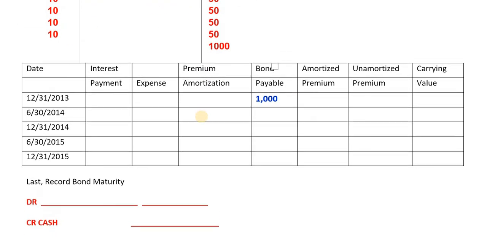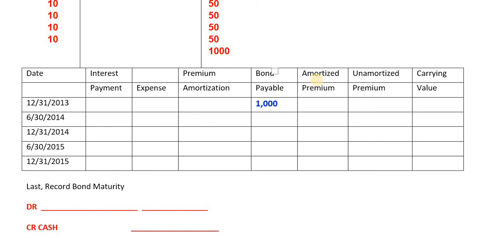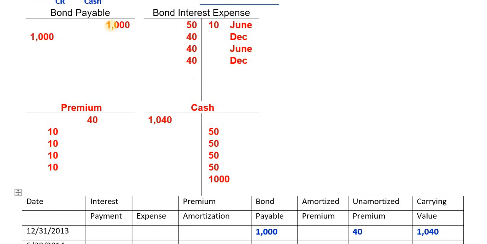Well, let's put this in our amortization schedule then. When that bond started off, we had a payable of $1,000 and we had an unamortized premium of $40. What was our carrying value? $1,040. The bond plus the premium. Remember that? Start out at $1,040.